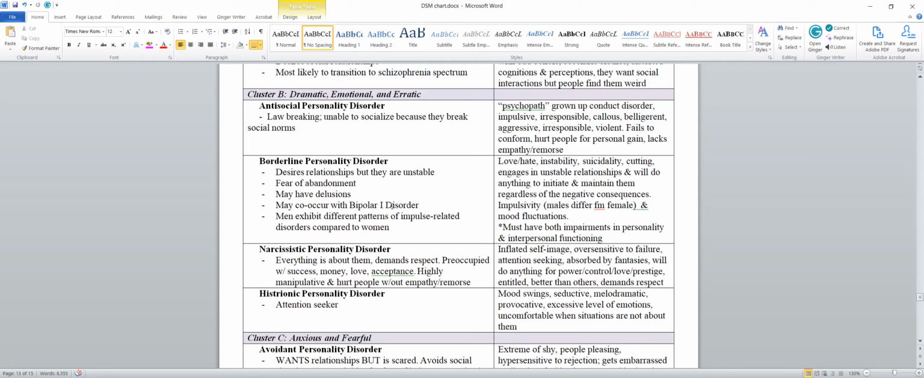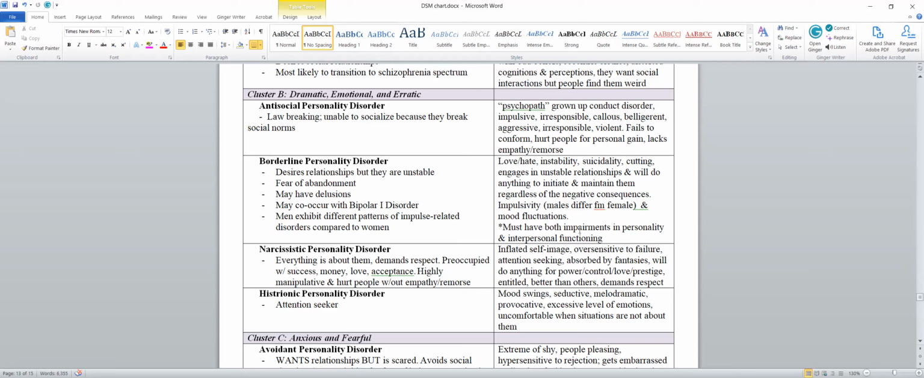So back to cluster B: dramatic, emotional, erratic. We just covered antisocial personality disorder and borderline personality disorder. Now we're moving on to narcissistic personality disorder. Everything is about them. They demand respect. They're preoccupied with success, money, love, acceptance. They're highly manipulative and hurt people without empathy or remorse.